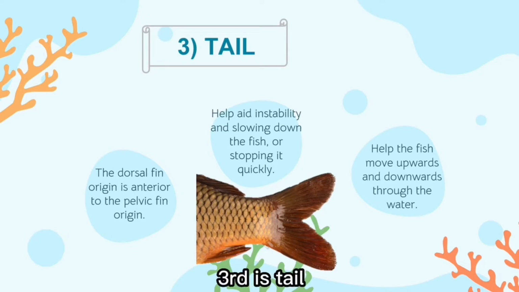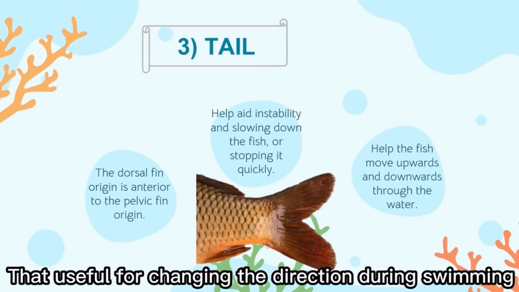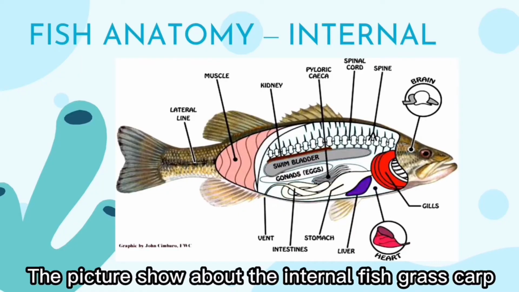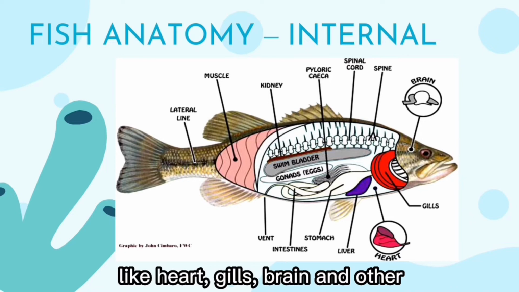Third is the tail. It is useful for changing direction during swimming and consists of the fin known as the caudal fin. The picture shows the internal anatomy of the grass carp, like the heart, gill, brain, and others.